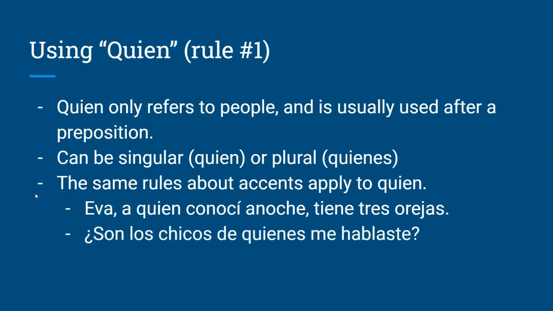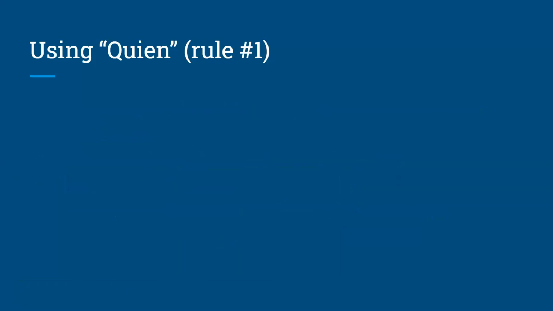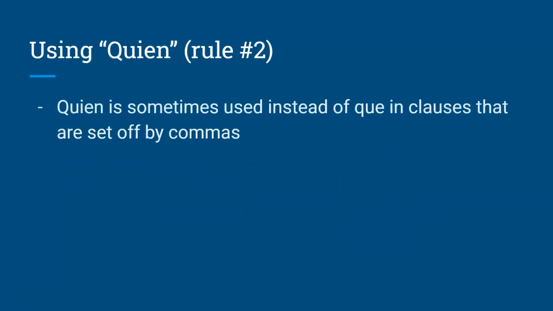Here's another example. Son los chicos de quienes me hablaste. Are they the boys who you talked to me about? Are they the boys that you talked to me about? So you can see quienes is our relative pronoun here. Again, if that were a blank, how would we know? Well, are they the boys? Boys. So we're talking about human beings? Yes. Does it come after a preposition? De? Yes. So quienes is our word, also because it's more than one person. That's why we made it plural. So human being comes after a preposition.